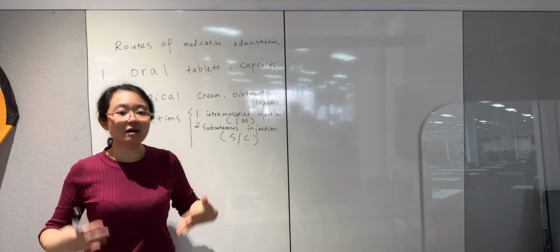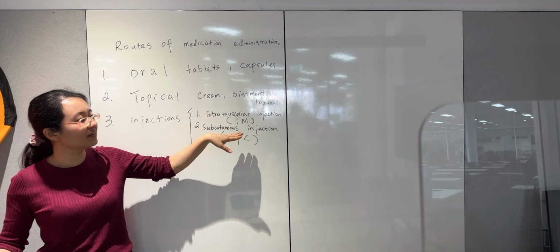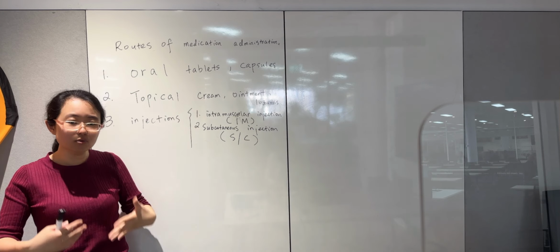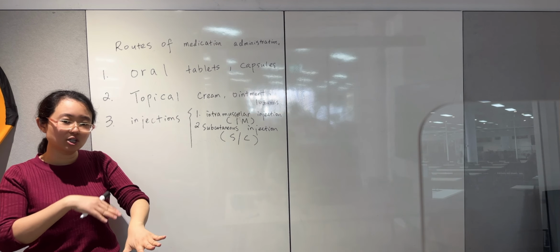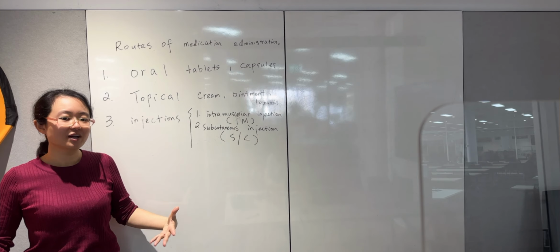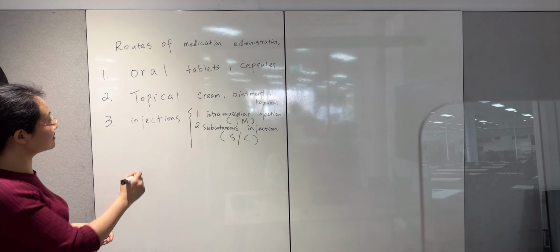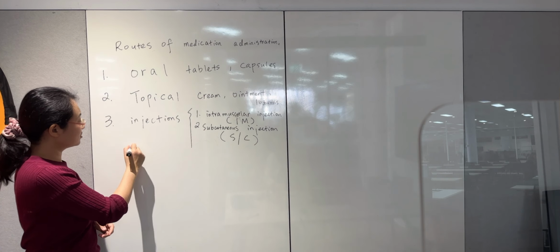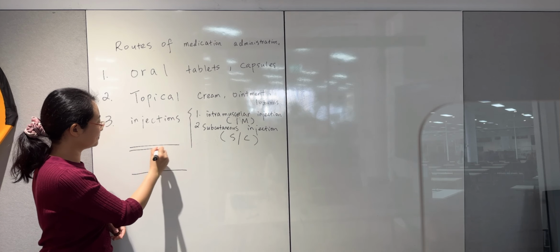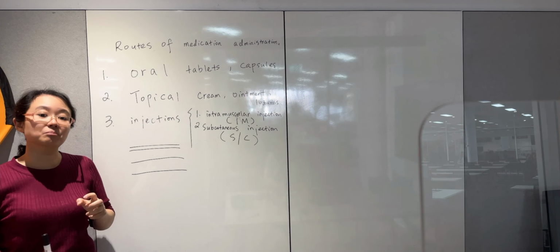Now, what does subcutaneous injection mean? The word subcutaneous means the injection goes into the subcutaneous tissue. So think about our skin again. Our skin contains 3 layers, right? So the first layer is called epidermis.